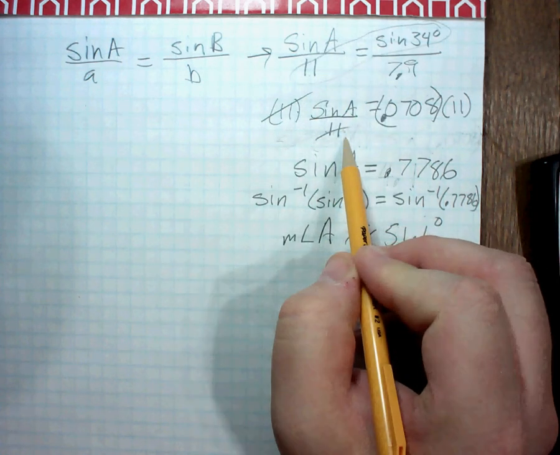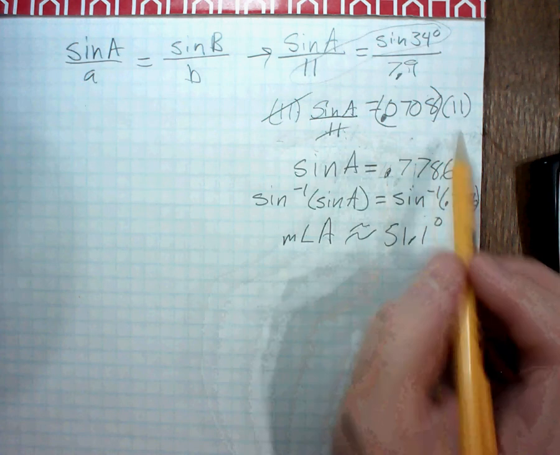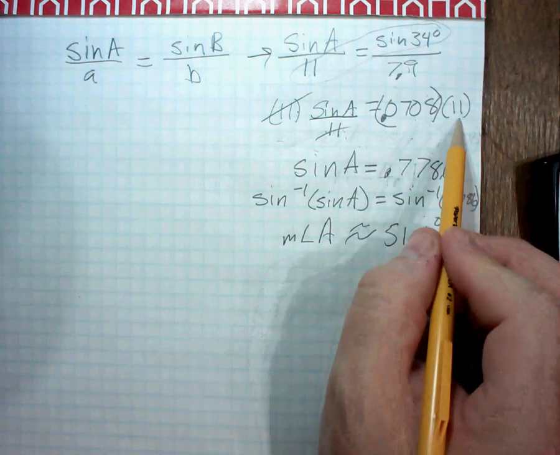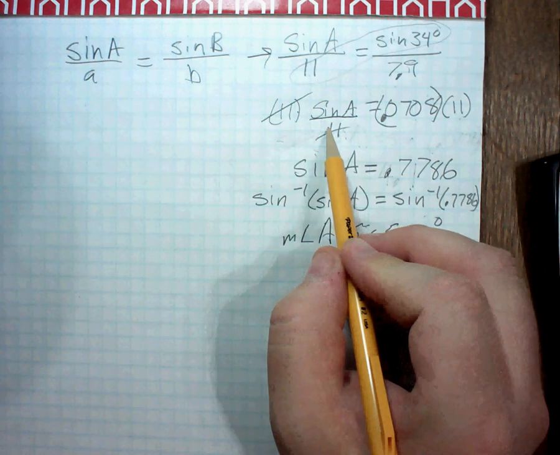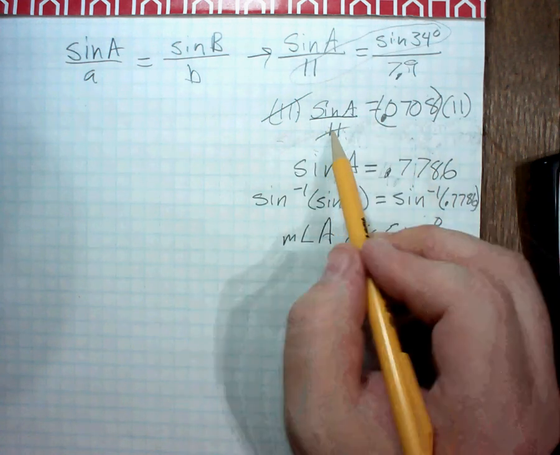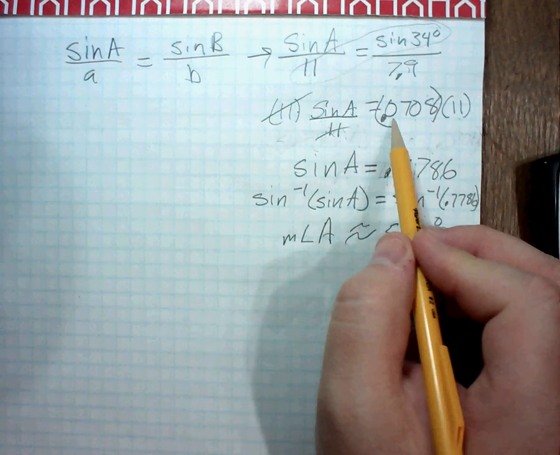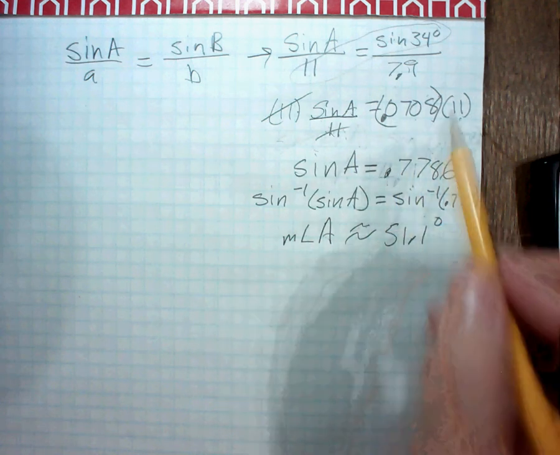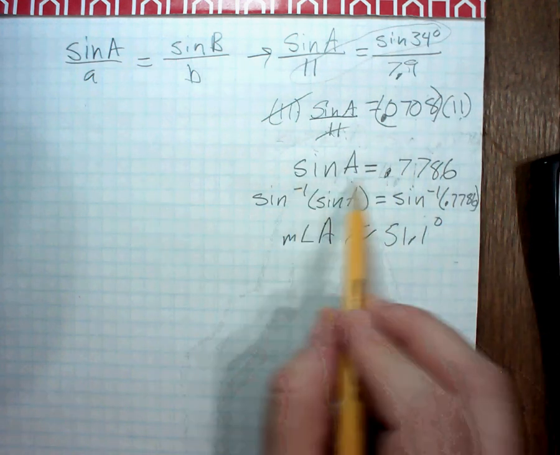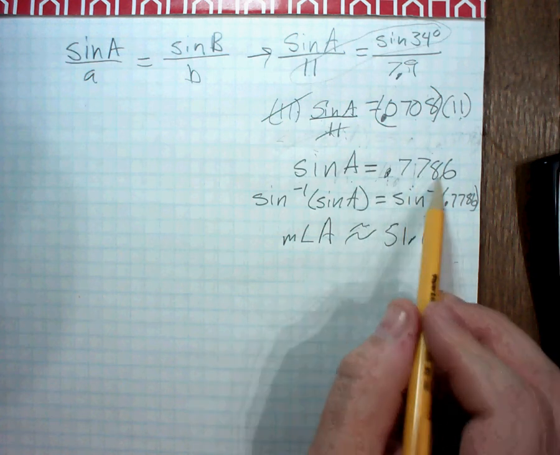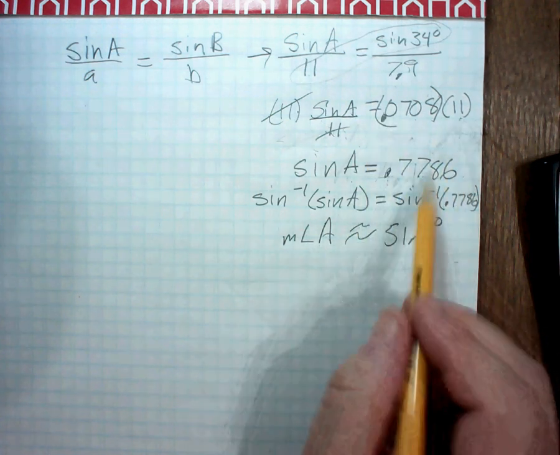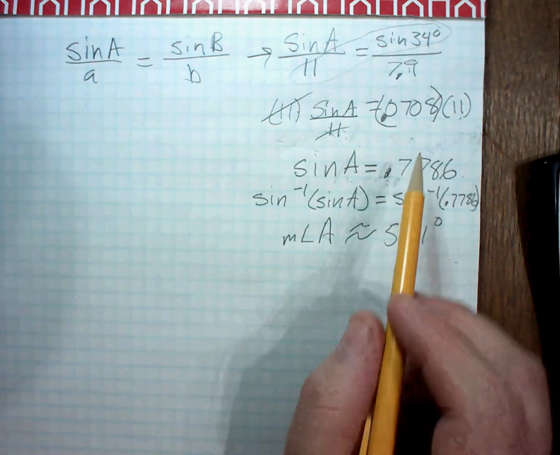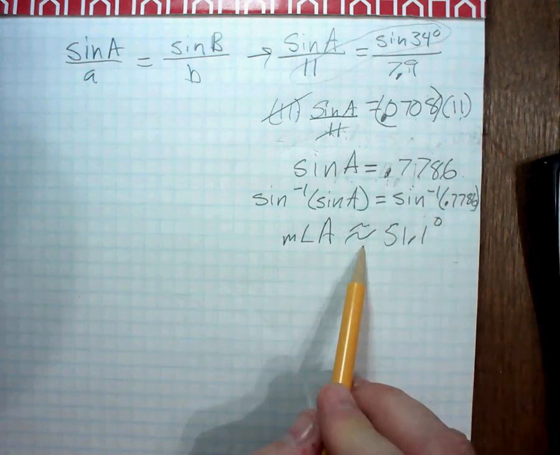Now, algebraically, I need that 11 there because this value needs to eventually be multiplied by 11. Okay? And I just forgot to write it down. Got so excited, just forgot to write that down. So now when I multiply this value by 11, then I get sine of A is equal to 0.7786, where before we had 0.07. It's literally 11 times bigger. And if you notice, my answer is almost 11 times bigger.